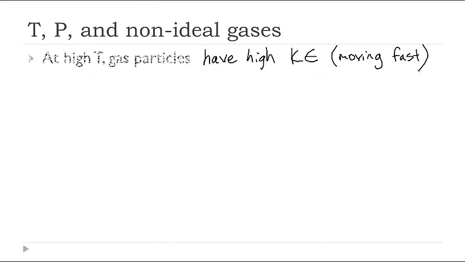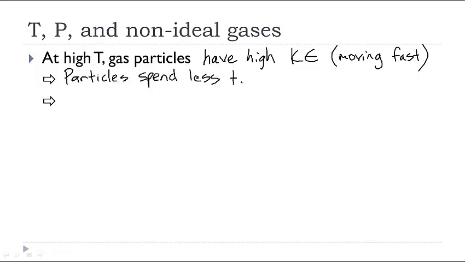So when particles are moving quickly, they have less time for that attraction to actually cause a change in their behavior. So particles spend less time interacting. And so their attractions are more likely to be negligible.